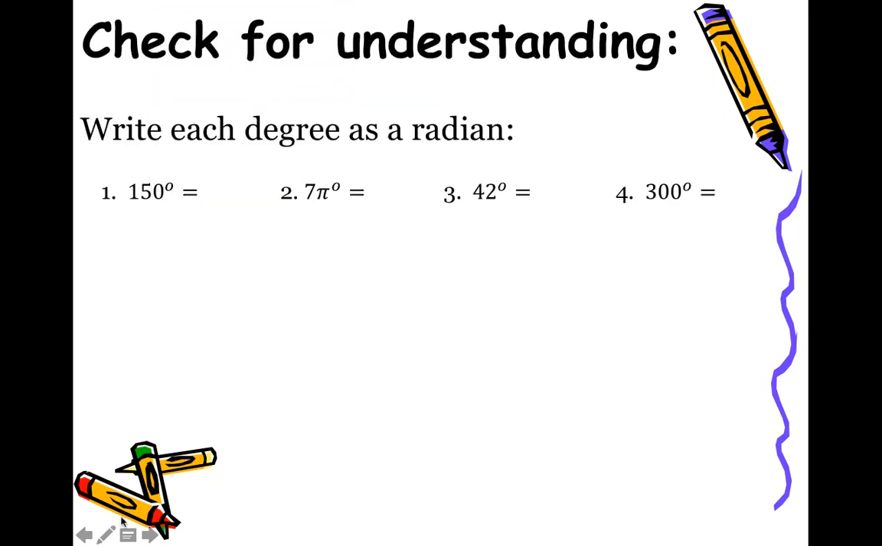So, write each degree. This is where we're going to check in to make sure that we get this. 150 degrees. So what is the fraction of the semicircle? Well, is this a special angle? Is this an increment of 30, 60, 90, 45?